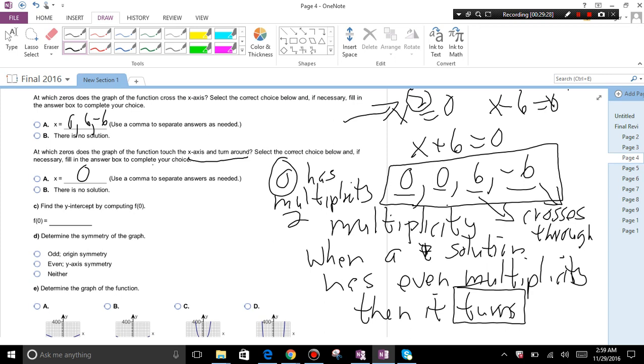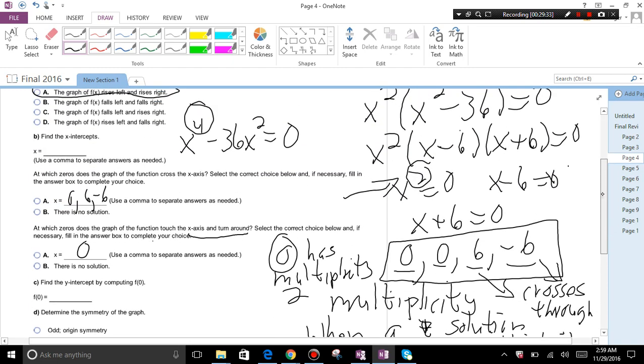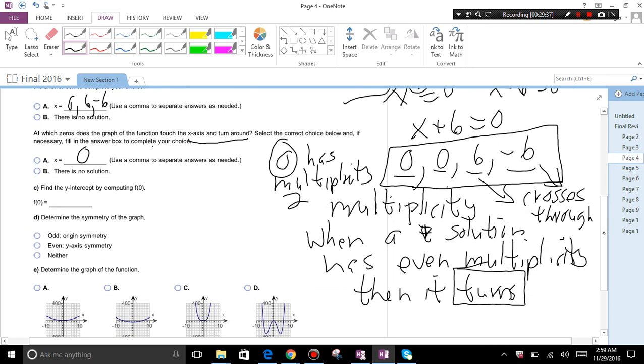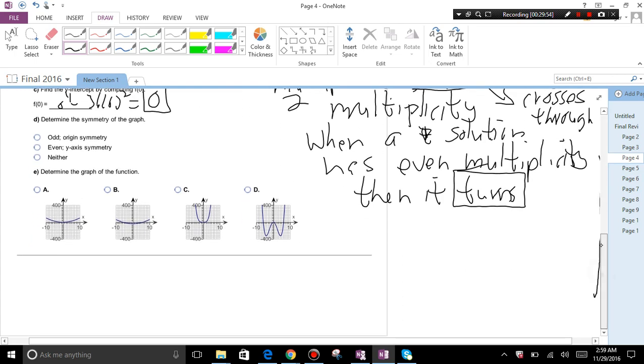The y-intercept, you plug in 0 into the function, and that will give you the y-intercept. So if you plugged in 0 here into f, you get 0 to the 4th minus 36 times 0 squared, and that is 0. You would just put 0 there. They won't ask you about even or odd on the test at all. And they won't ask you to find the graph.